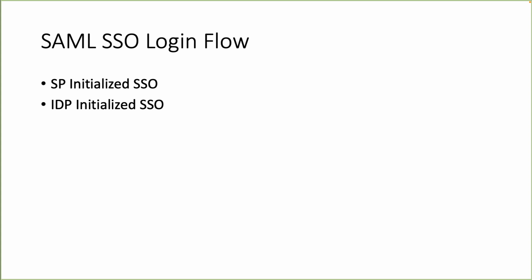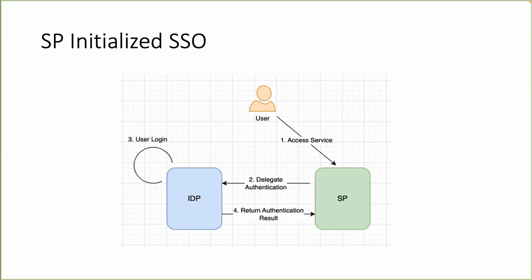Next, we talk about the SAML SSO login flows. There are two login flows: the SP initiated SSO and the IDP initiated SSO. Let's take a look at the SP initiated SSO first. Here's a diagram of it. The first step is when the user tries to access the SP, which is the client application or service provider in this case, and then the application realizes that the user is not logged in, right? It doesn't have any session on the SP side.